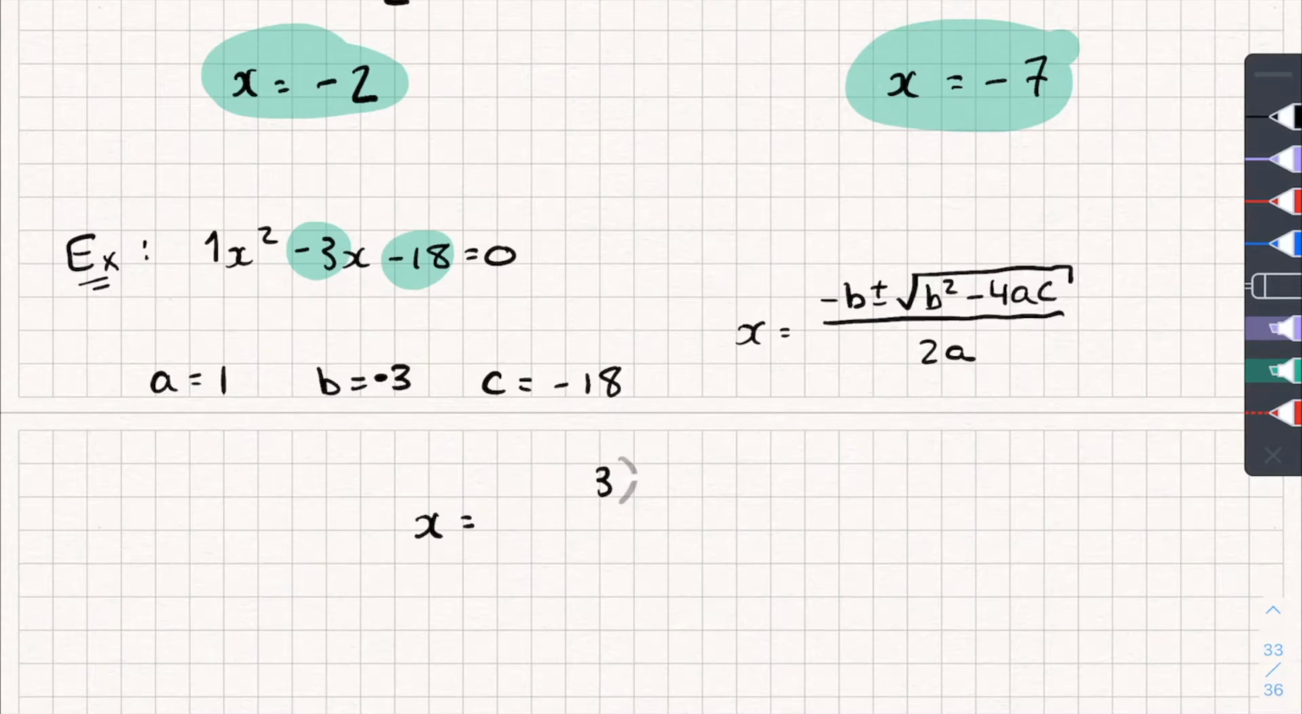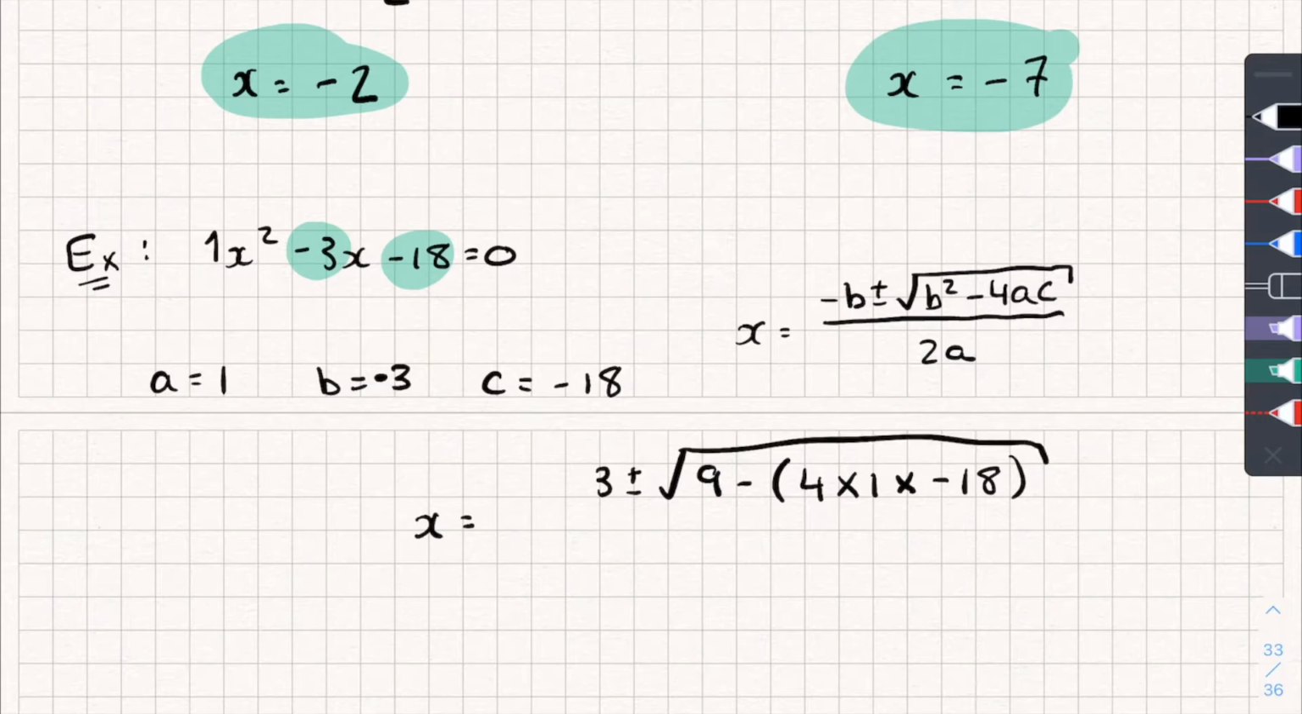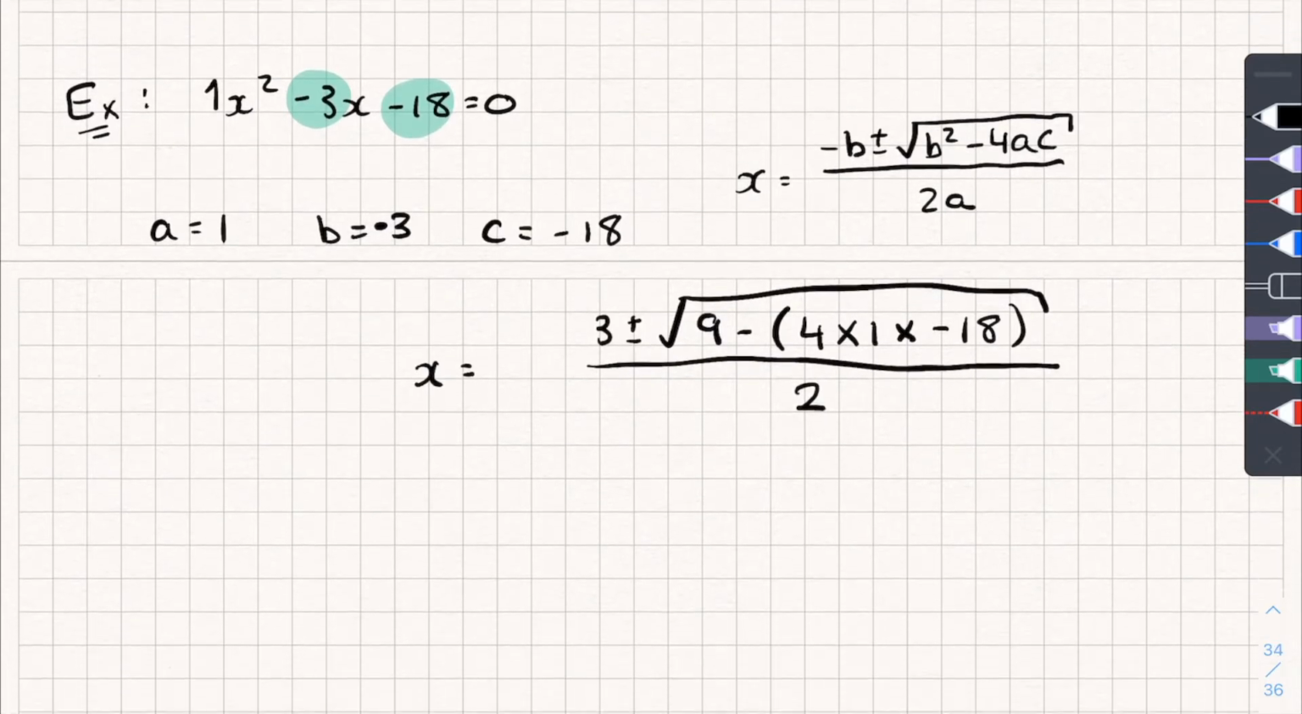So this is actually going to turn into positive 3, plus or minus the square root of b squared, well, negative 3 all squared, okay? That's going to be just positive 9, because we're doing negative 3 times negative 3. Subtract 4 times a, and then times the c, which is negative 18. And you're about to see in a second why those brackets are important. And that's all divided by 2a, which is 2.